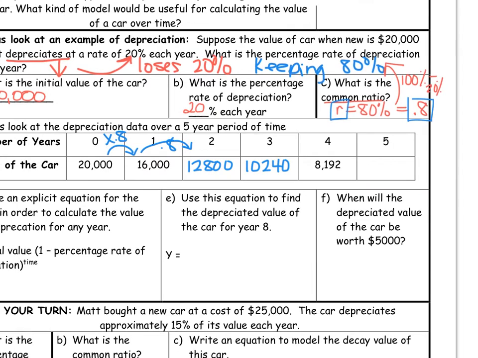Multiply that times 0.8, and at the end of the third year, it's worth $10,240. Multiply that times the common ratio of 0.8, and it's worth $8,192. Multiply that times 0.8 or 80%, and at the end of year 5, the car is worth $6,553.60.